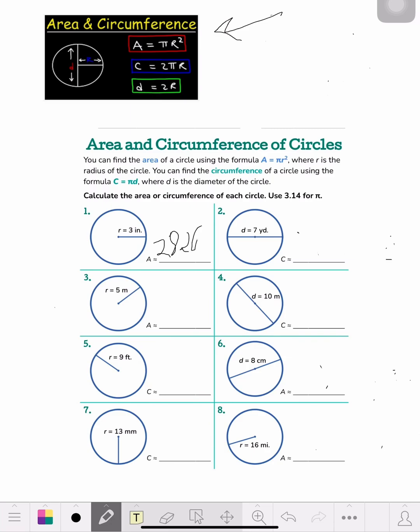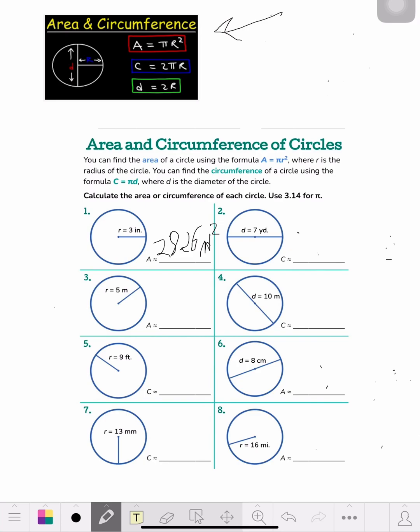28.26. Now, what are the units they're talking about on this one? They're talking inches. But on area, it's not just inches because it's not linear, it's square inches. That's what they're measuring here. And that's the correct answer, 28.26 inches squared, and that's how you write it.